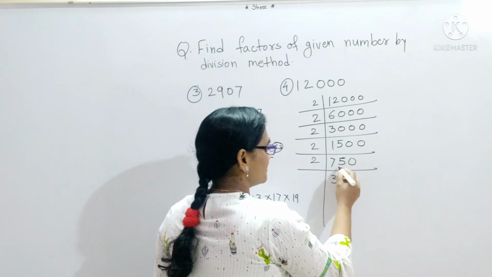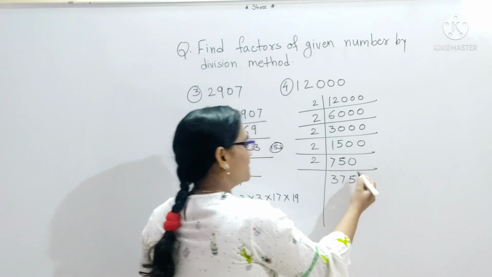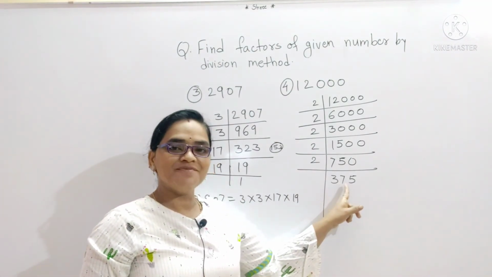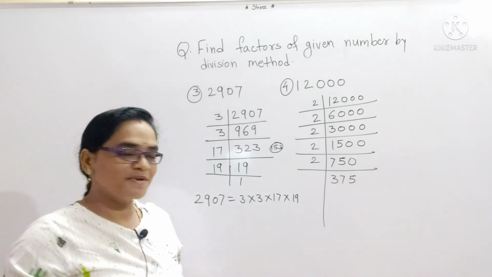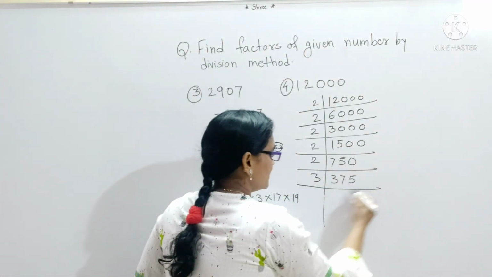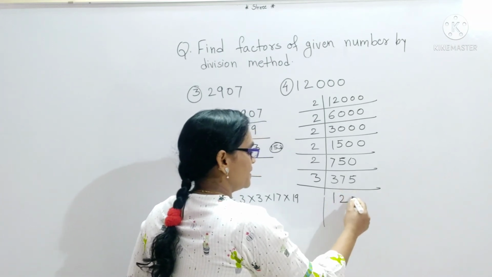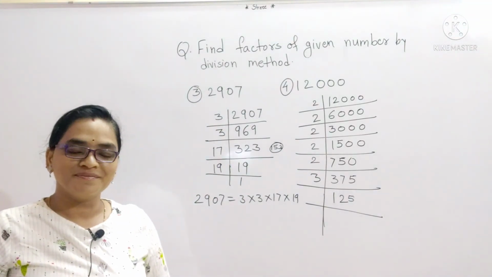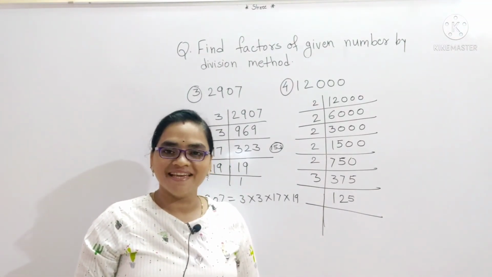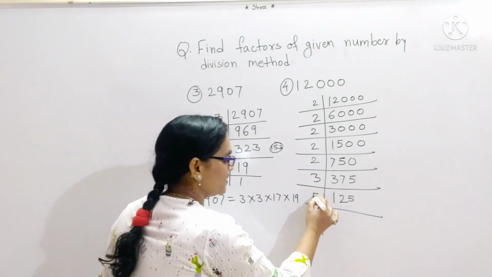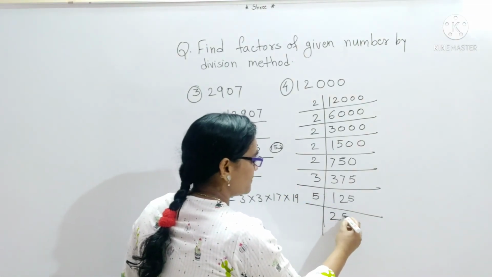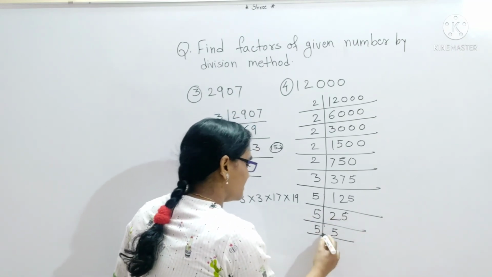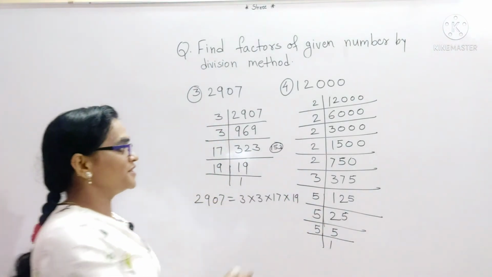2 3s are 6, 1 remains, 2 7s are 14, 1 remains, 2 5s are 10. 375. 3 plus 7 is 10, 10 plus 5 is 15. This number is divisible by 3. 3 1s are 3, 3 2s are 6, 1 remains, 3 5s are 15. 1 plus 2 is 3, plus 5 is 8, means this number is not divisible by 3. Then this number is divisible by 5. 5 2s are 10, 2 remain, 5 5s are 25. 5 5s are 25. Again 5 1s are 5. Okay, means which factors did we get?